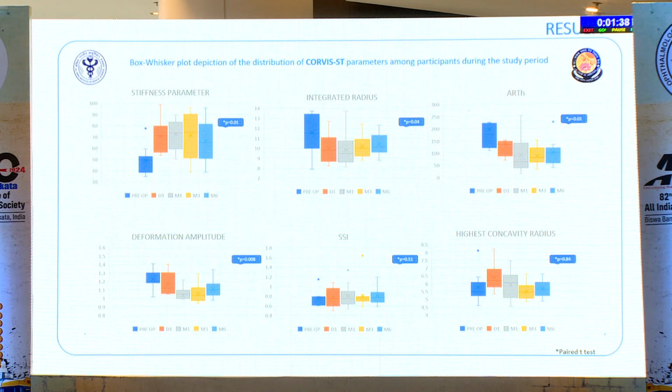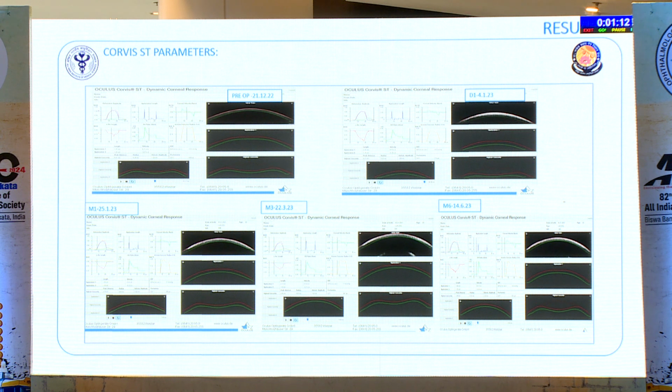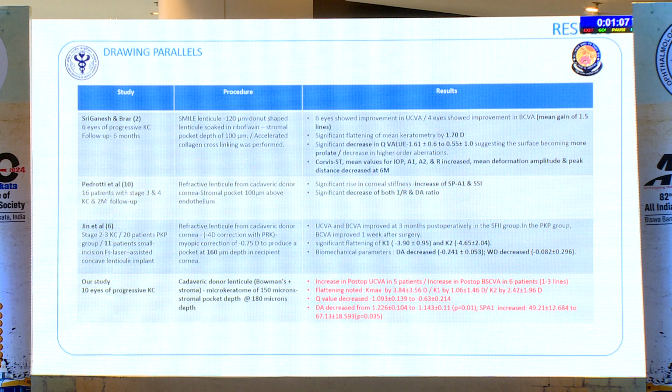Various other Corvis ST parameters also showed a significant change, the notable ones being an increase in the stiffness parameter and a decrease in the deformation amplitude. The highest concavity radius more or less remained the same, and the Ambrosio relational thickness horizontal also showed a decrease, which was statistically significant. Other parameters such as the A1, A2, the wing distance and DA ratio also showed statistically significant changes. These are Corvis ST graphs of the same, depicting the changes over the period of 6 months.